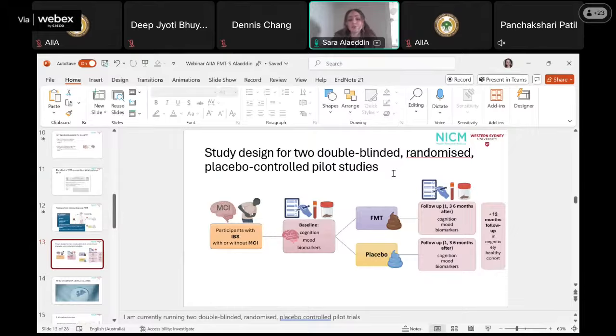So what I did was I conducted 2 double-blind randomized placebo-controlled pilot studies looking at participants with irritable bowel syndrome with or without mild cognitive impairment. So one cohort was cognitively healthy, the other had cognitive impairment. And I tested their cognition, mood, and biomarkers, so blood and stool samples at baseline. Then they were randomized to receive a single dose of FMT or placebo, and then repeated the same tests we did at baseline over the course of 6 months, or 12 months in the cognitively healthy cohort, to see if there would be any change. So what I was hoping for was, especially in the MCI cohort, I was hoping to see a cognitive improvement in the FMT group only and no cognitive improvement in the placebo group.